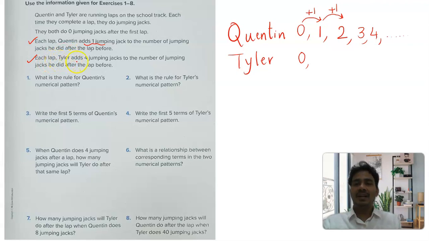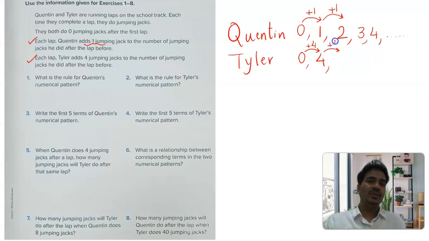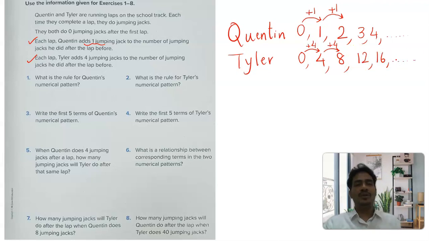Each lap Tyler adds 4 jumping jacks to the number of jumping jacks he did after the lap before. So that means Tyler is going to add 4, then 4 to this, 8, and so on, 12, and then 16, and so on. Okay, so this is the scenario. Now let's answer the questions.